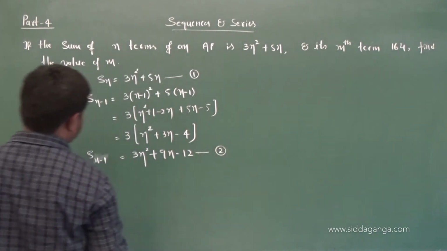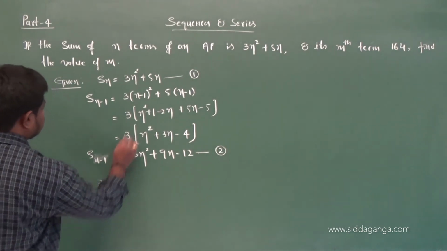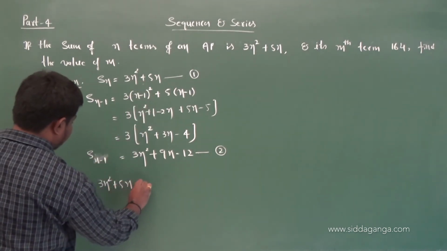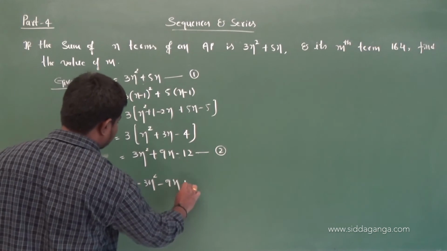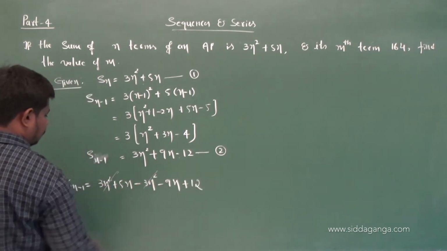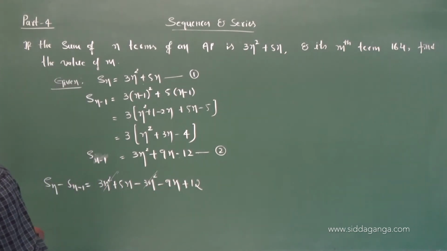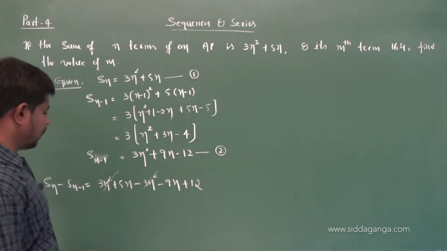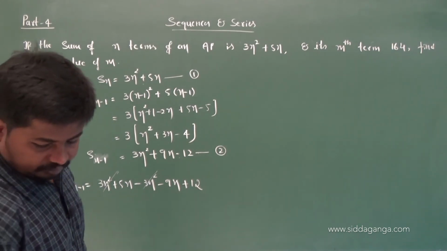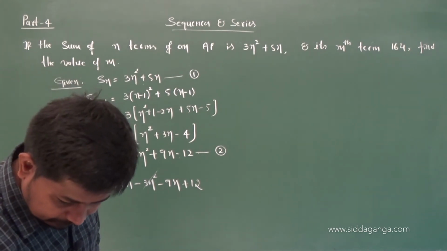So, equation 1 minus 2, you mean Sn minus S(n-1) gives what? Sn is 3n square plus 5n, minus 3n square, it becomes minus 9n, plus 12. So, 5n minus 4n, sorry, minus 9n. So, we get 3n square plus 5n, right?